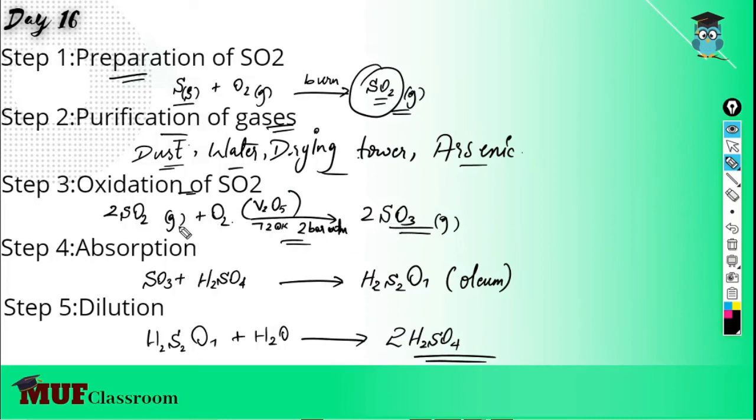If you have a problem balancing the equation, try to remember it in the form of a number, as you remember mobile numbers. It will be very easy to write or balance the equation. Then finally absorption, where SO3 is absorbed in concentrated H2SO4. So we get oleum, and finally this oleum undergoes hydrolysis forming sulfuric acid.